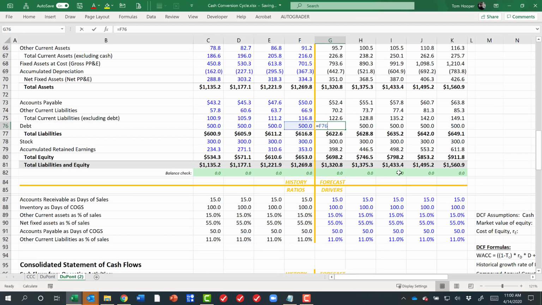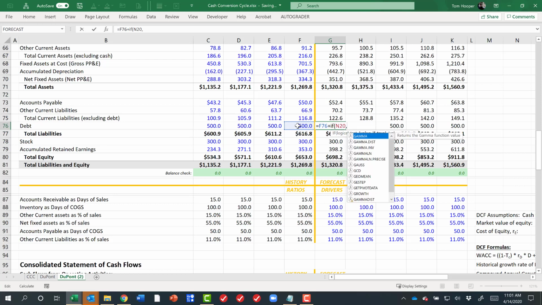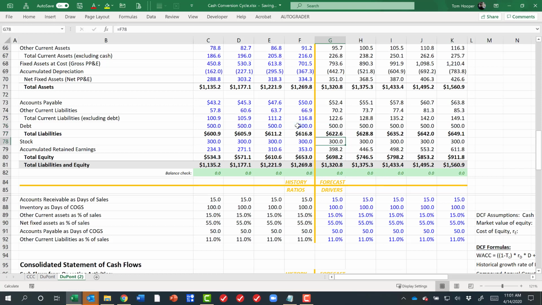So if in our model, debt was just carried over from the previous year to hold it flat, we want to say if N20 is checked, then go ahead and use G20, which was that $1 billion of debt, and add it to the previous year. Otherwise, add 0 to the previous year. Let's go ahead and do the same thing to stock while we're down here. We had been holding it flat, but say if N21 is true, then use G21 as incremental stock, otherwise 0.